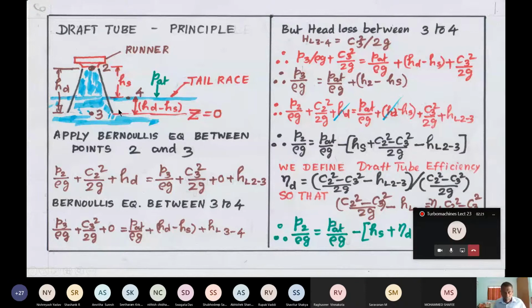Okay, then this draft tube also has an efficiency, which is defined by the equation: (C2 square minus C3 square by 2g minus the head loss in the draft tube) divided by (C2 square minus C3 square by 2g). So today we will do some calculations regarding this.